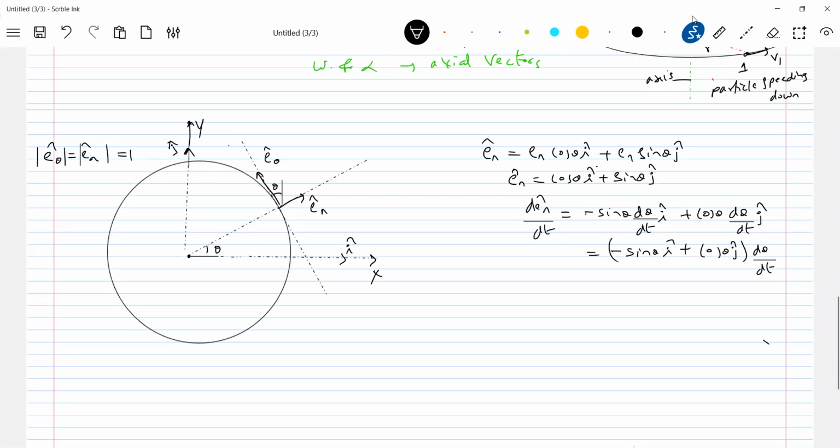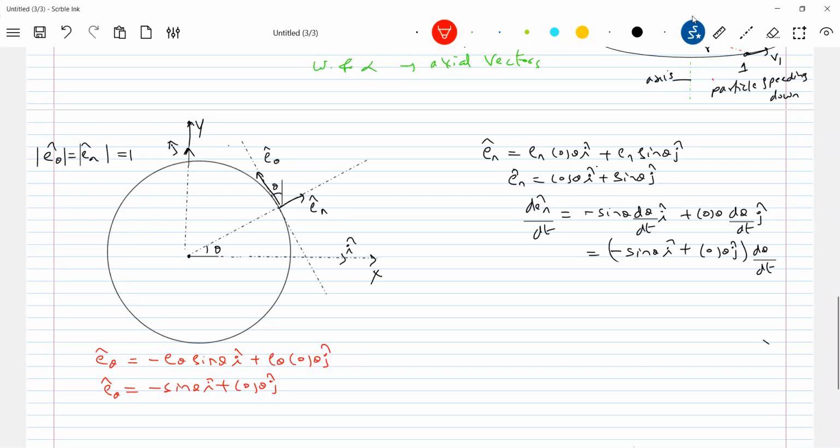I'll define one more quantity here, E theta cap. So what is E theta cap from the diagram? Minus E theta sin theta i cap plus E theta cos theta j cap. The magnitude is 1. So minus sin theta i cap plus cos theta j cap.